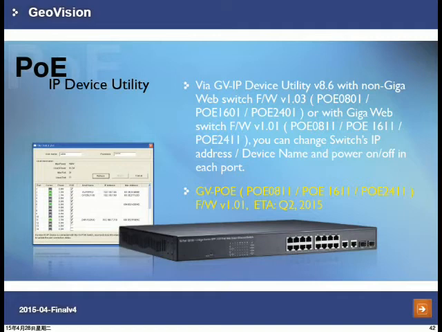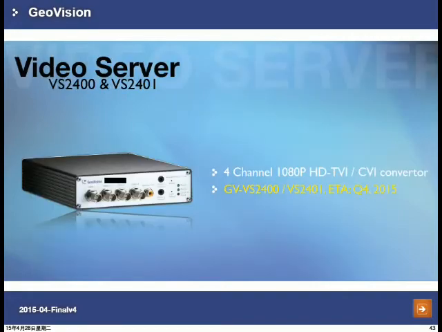So not only the IP address of the camera, it also shows information like IP address, model name, MAC address. The highest resolution in our product line for our video server is only up to D1. But in the near future, we're going to release a product with 4 channels, 2 megapixel, and the release date is going to be in Q4. So, a 4 channel, 2 megapixel video server in the near future.